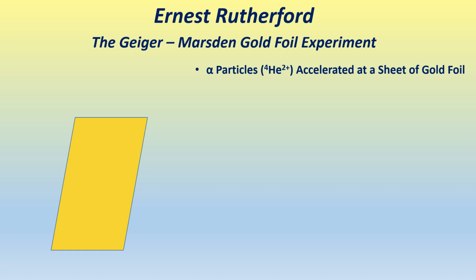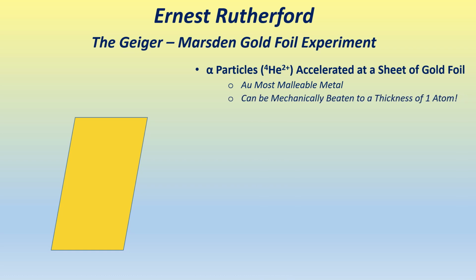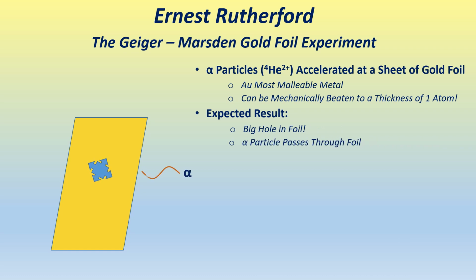Gold was chosen for a very good reason. It happens to be the most malleable metal, meaning that a small amount of gold can be beaten into an incredibly thin sheet, only several atoms thick. What was expected at the time was referred to as firing a shotgun into a piece of tissue. It was expected that obviously the alpha particle would blast a very large hole in the gold, and then the particles would pass straight through to the other side.